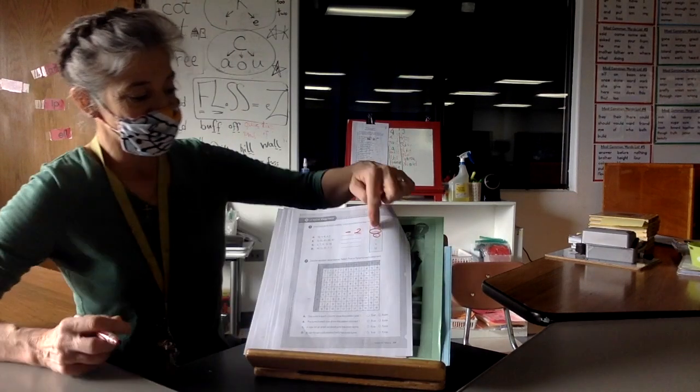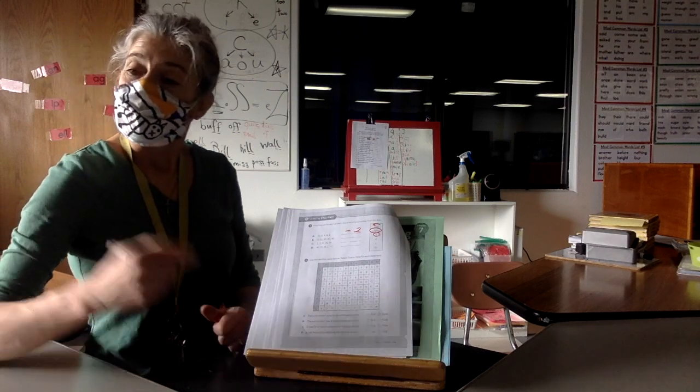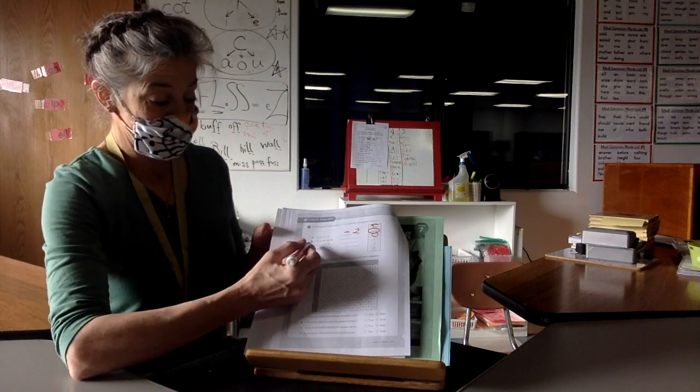Oops. I almost circled add. Sorry. Subtract 2. Okay, the next one. Add 0, 10, 20, 30. Gideon says it's adding. He's right because the numbers are getting bigger.